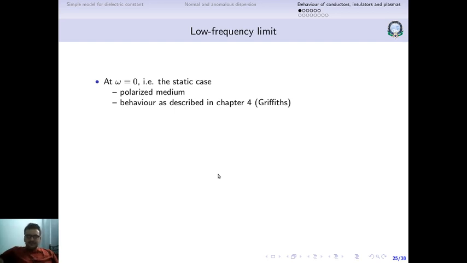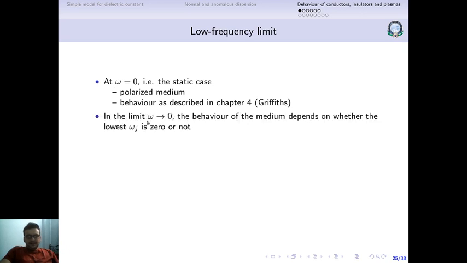Now let's look at that one by one. Let's first look at the low frequency limit. First, the trivial case when omega is 0. Omega is 0 means the electric field is not changing with time at all. That means it's the static case. Then it will be just like a normal polarized medium, and its behavior will be the same as what you have probably done in your undergraduate course in chapter 4 of Griffiths. So I suggest you go through this chapter to know what happens in the static case where omega is equal to 0.